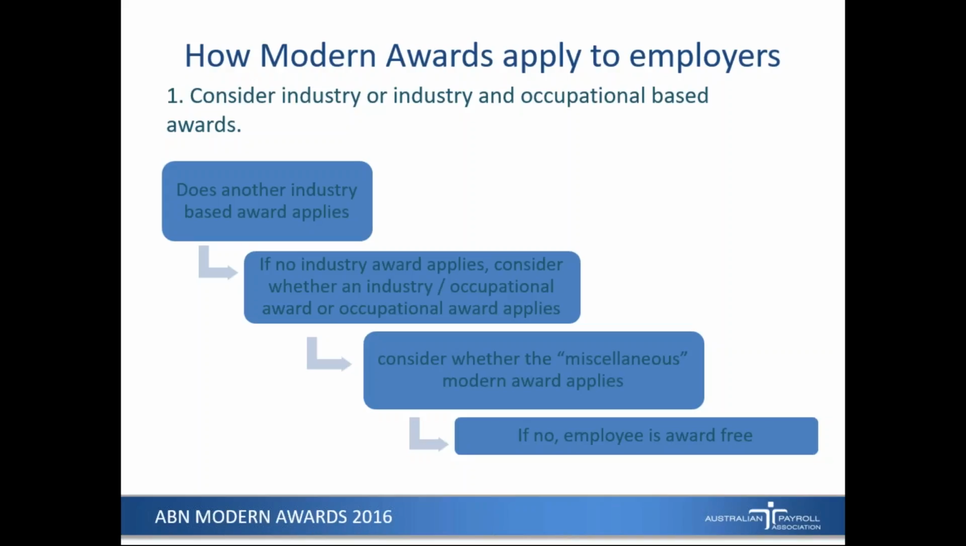The miscellaneous award came about from, don't forget, before these 122 modern awards came into force in 2010, we had thousands and thousands of state awards belonging to each state and territory. And basically the government at that time said, bye-bye thousands of awards. We're going to have 122 national awards, modern awards, that apply to employers in the national system. So not state government, New South Wales government, Queensland government, that sort of stuff, but national employers.